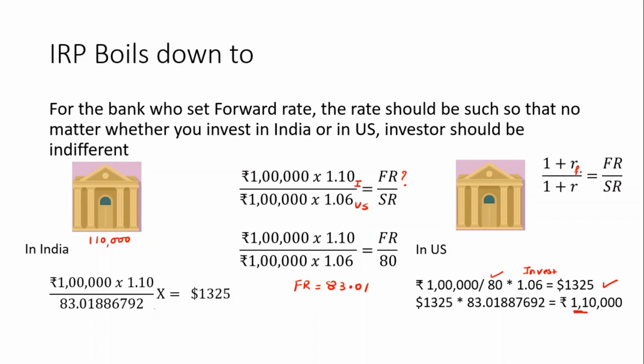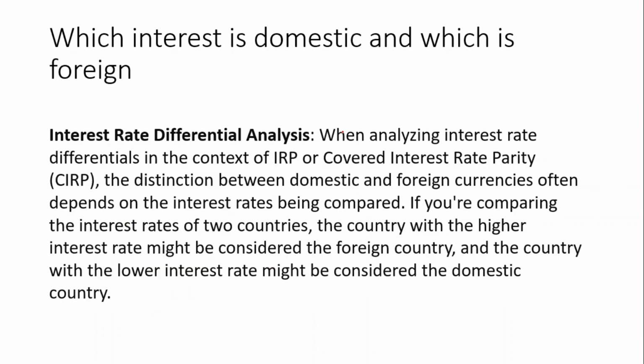So here we say it is foreign, and here it is domestic. Sometimes students get confused about which one to assume, like in this example of India and United States, which one should I assume as foreign and which one as domestic. So there is a golden rule for it. That rule is interest rate differential analysis. This rule says that the country with a higher interest rate should be considered as foreign currency, and the country with a lower interest rate will always be considered as domestic currency.